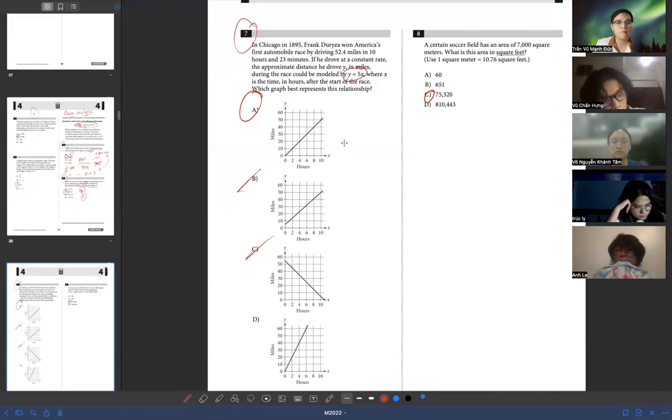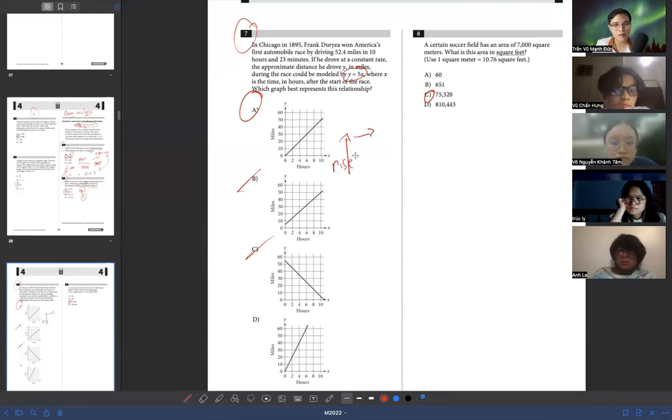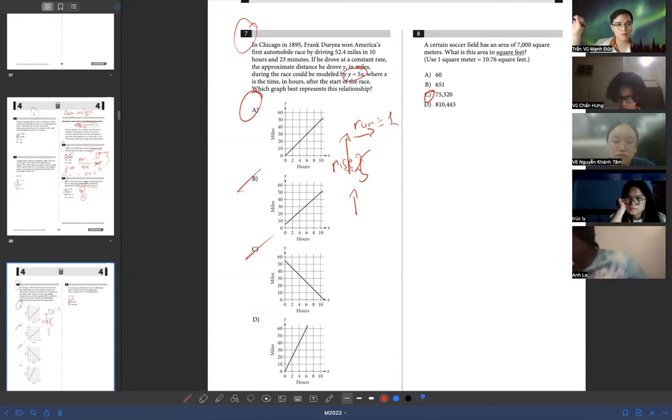Let's see. We have y equals 5x, so that means rise over run. Just to remember this, rise 5, and run how much? Run 1. Exactly. So it goes up 5 units and it goes to the right 1.